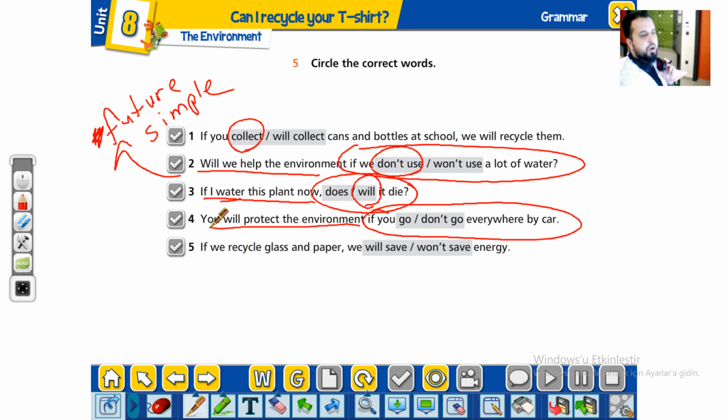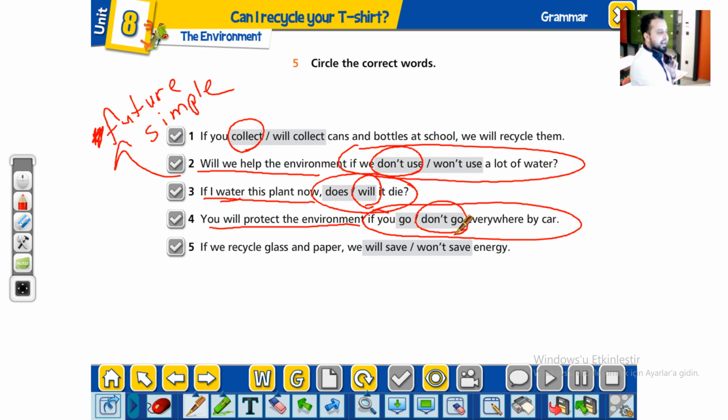If you go or don't go. Let's look at the meaning. You will protect the environment. Çevreyi koruyacaksın. How can we protect the environment? If you go or don't go everywhere by car. Her yere arabayla gitmez isek ne yaparız? Çevreyi koruruz.